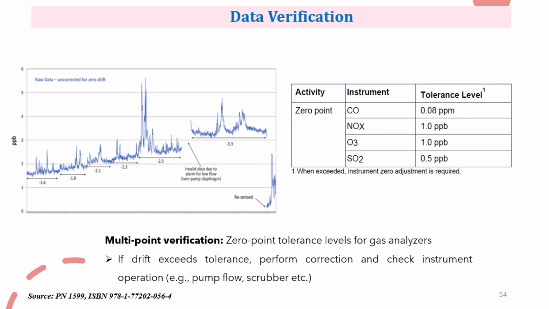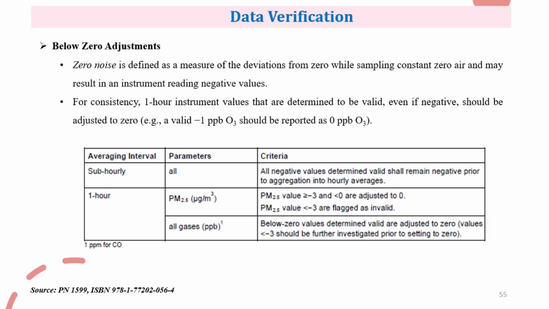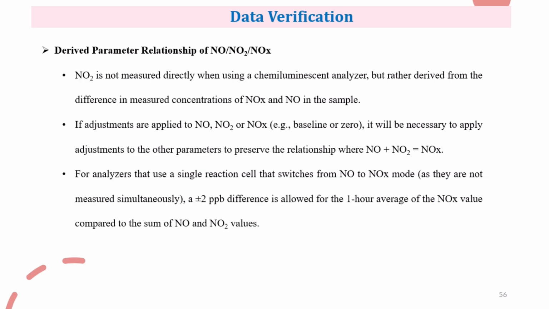This slide focuses on how we check the accuracy of gas analyzers. If the readings drift outside of the acceptable range, we need to correct it and check if the instrument is working properly, like checking the pump flow or scrubber. All the typical parameter settings are mentioned in this slide. In the chemiluminescent analyzers, we don't measure NO2 directly. Instead, we find it by subtracting the amount of NO from the total NOx.